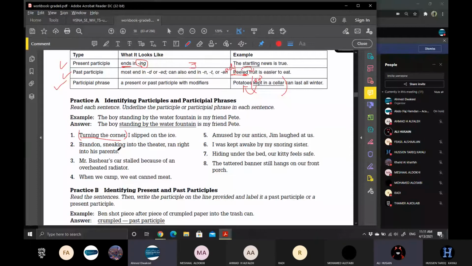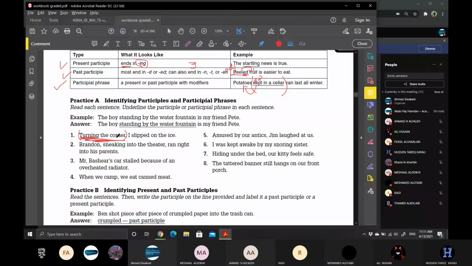Present participle, yes. But all of it, Ali, because here it's not only one word. If it's one word, we call it present participle or past participle. But here you have a whole phrase, so it's called the participle phrase. The ing form along with another word or a prepositional phrase. If you have one word, that's present participle or past participle. If you have more than one word, that's called a participle phrase.